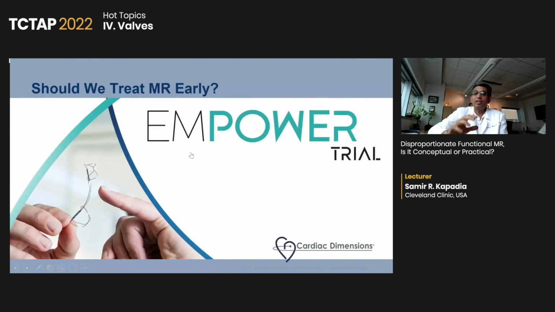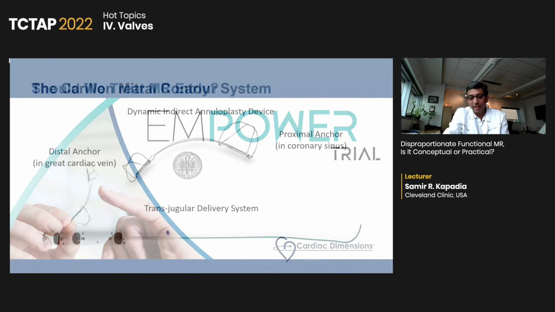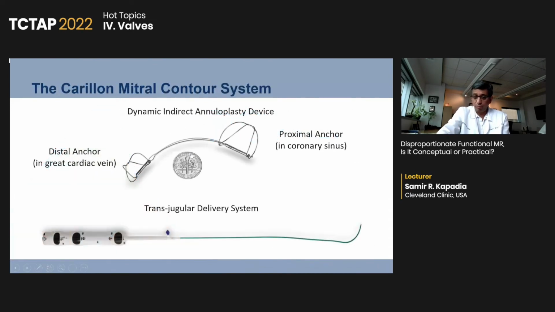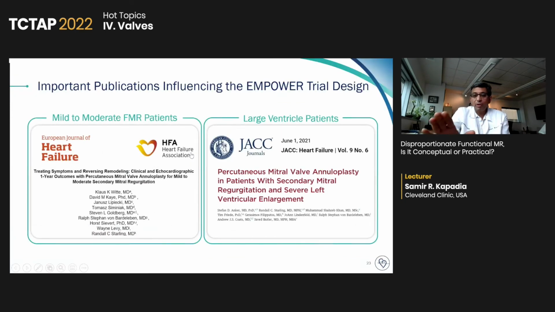Should we treat the mitral regurgitation early? So this is the trial that I want to highlight, because this is the trial that we designed, which is now called the EMPOWER trial. So what is the EMPOWER trial? It is a trial with the Carillon device. All of you know the Carillon device. The idea is that there are two different data sets available. These are randomized patients, small numbers, looking at whether treating mild MR makes a difference. Core lab adjudicated, sham controlled, randomized, so the data quality is good. The number of patients is small.